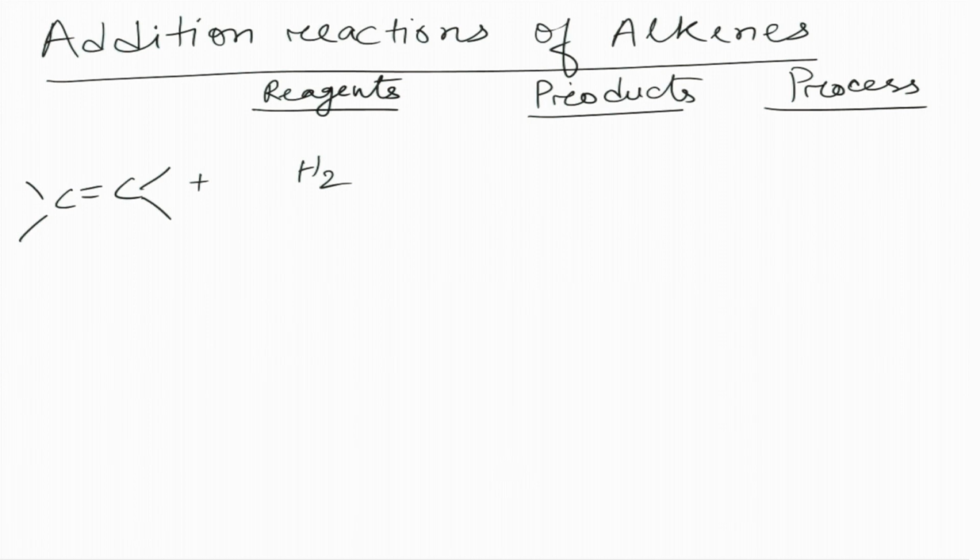When we were studying the preparation of alkanes, we had studied a method, that is hydrogenation of alkenes, right? So, this is the reaction. When alkenes add with dihydrogen, that is the H2 molecule, they form alkanes. Alkanes, okay. So, this process is called hydrogenation.